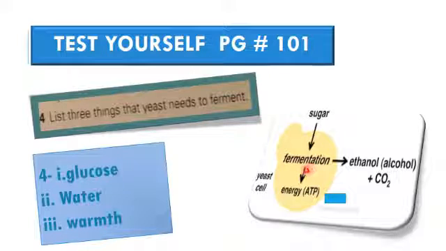Fermentation means anaerobic respiration. Yeast cells will respire anaerobically. It will do fermentation in which sugar is broken down without oxygen at a certain warm temperature, that is 40 degrees centigrade, and the products are ethanol, that is called alcohol, carbon dioxide, and energy.